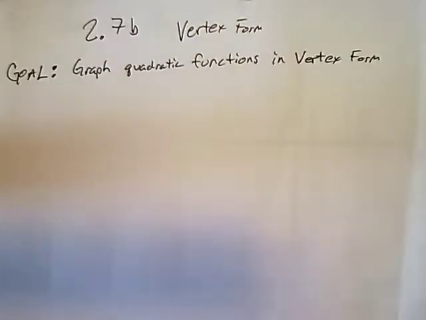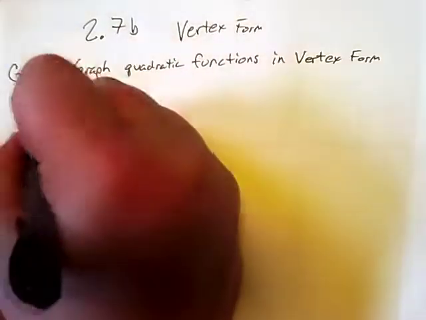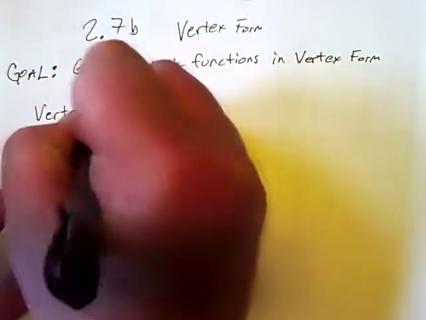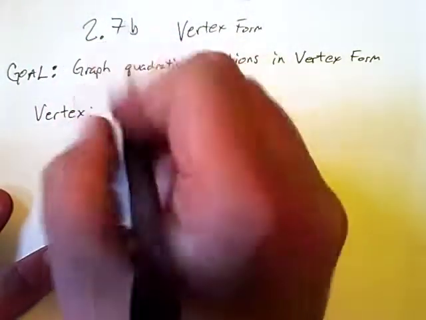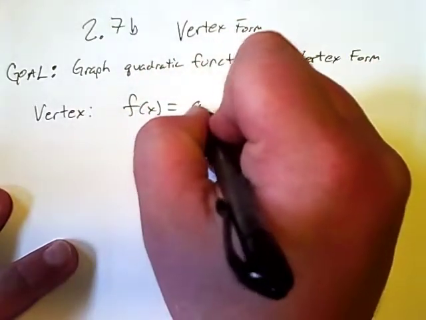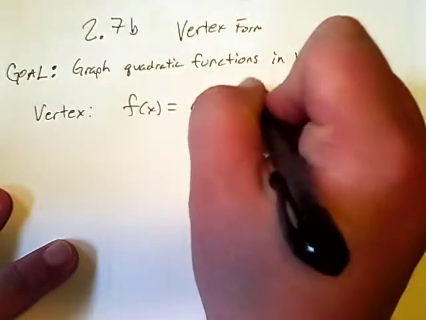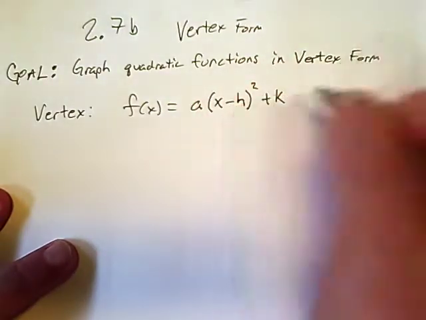All right, here we're on the second end, the last part of 2.7. And here, this is where we're going to deal with the vertex form of the quadratic. Our goal here is to graph quadratic functions in vertex form. So vertex form, as a fun, friendly reminder, is f of x equals a times x minus h squared plus k.